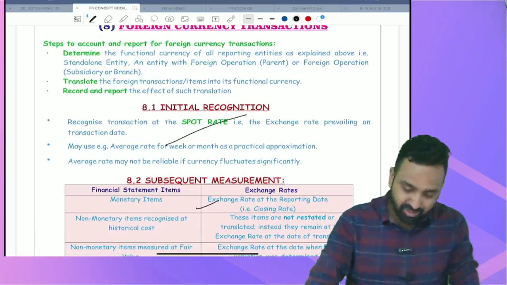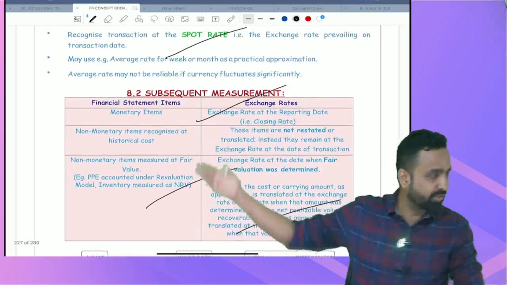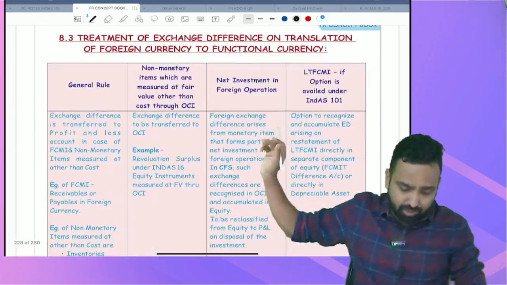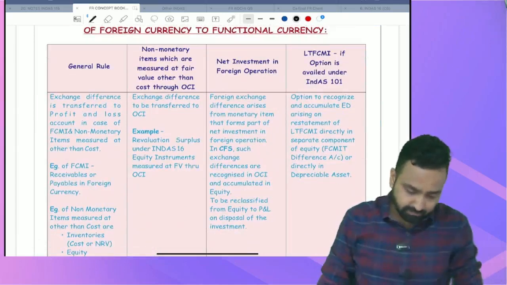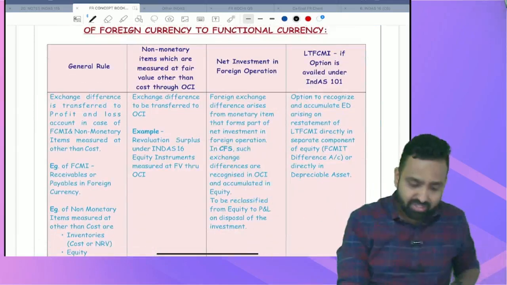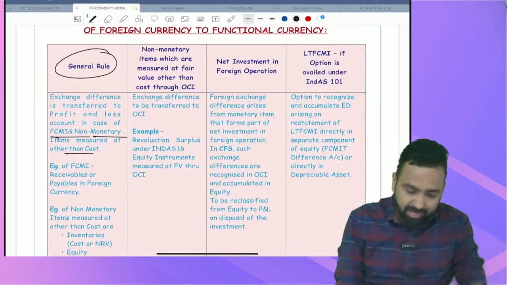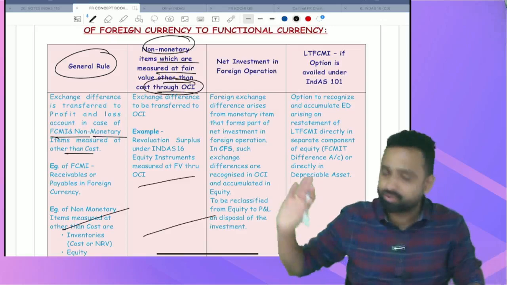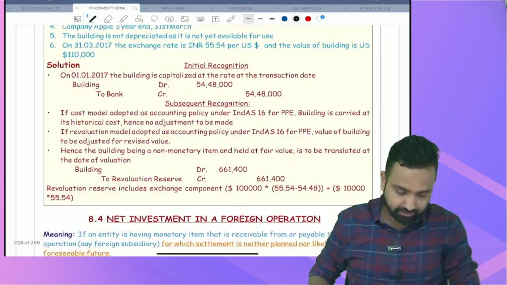So all these are discussed because of the examples I have given you. Everything is discussed. What is written is already discussed. I am not going to discuss anything again. General rule: FCMI, FCNMI, non-monetary items which are measured at fair value other than through OCI. Everything is discussed. Okay, fine.